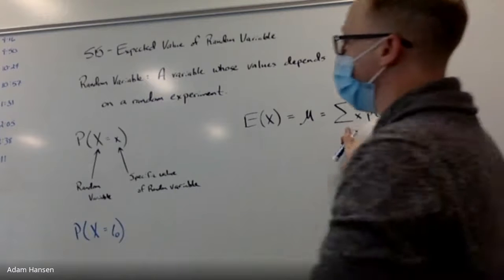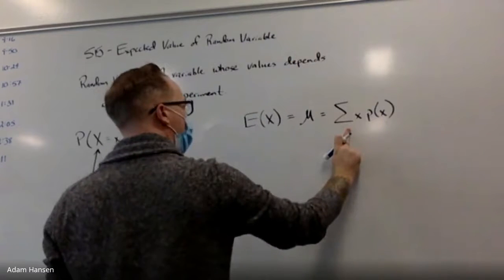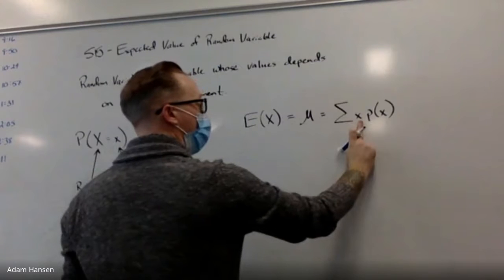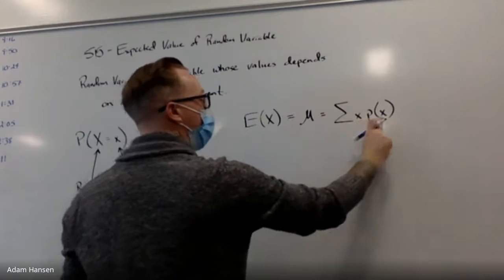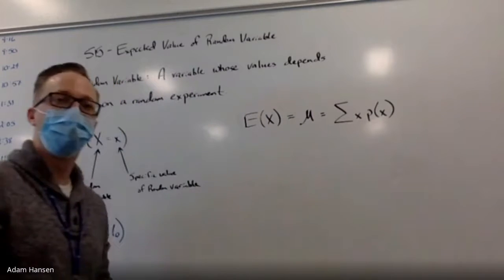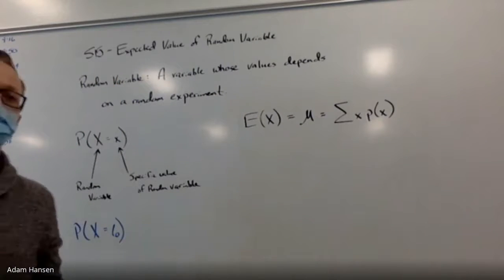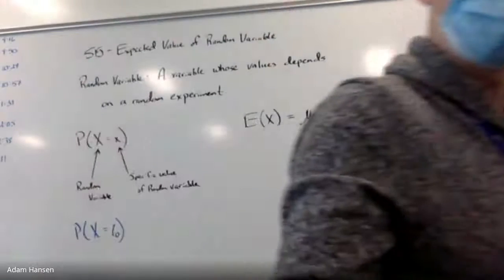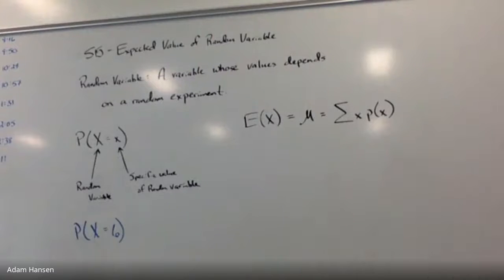This means summation. Take the sum, add them all together, of the product of each of the respective outcomes in the experiment times the probability of that outcome. The summation of x times P of x, the summation of x times the probability of x, should give you the expected value or average value for that random experiment.